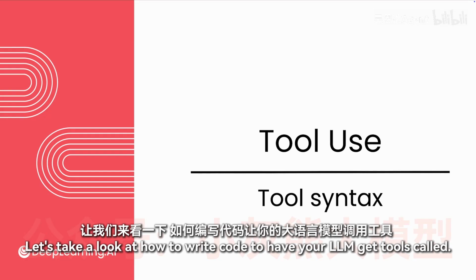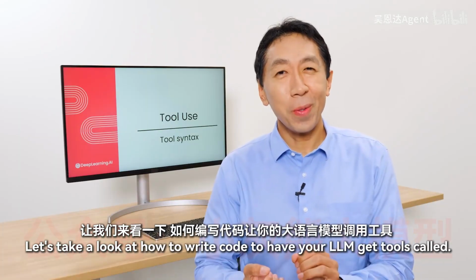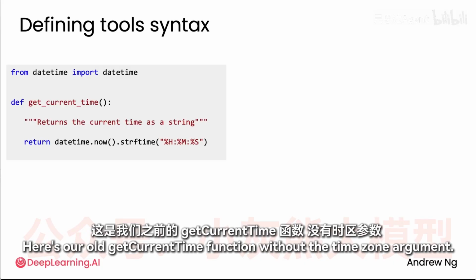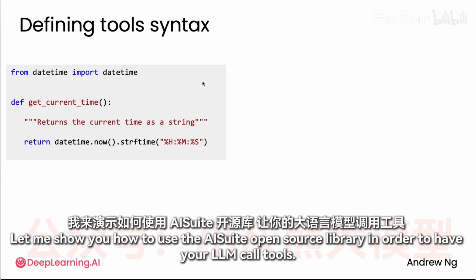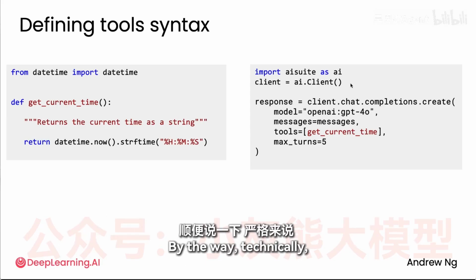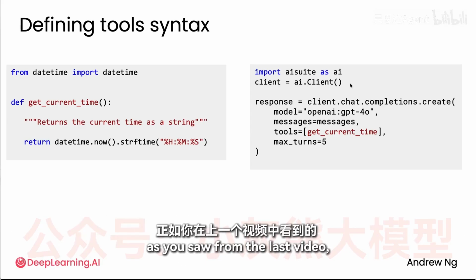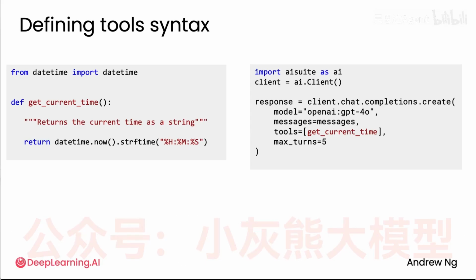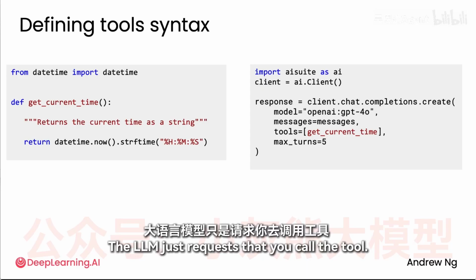Let's take a look at how to write code to have your own get tools called. Here's our old get current time function without the time zone argument. Let me show you how to use the AI Suite open source library in order to have your LLM call tools. By the way, technically, as you saw from the last video, the LLM doesn't call the tool. The LLM just requests that you call the tool.